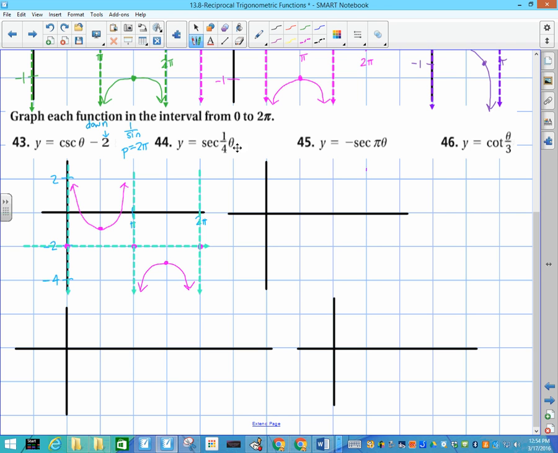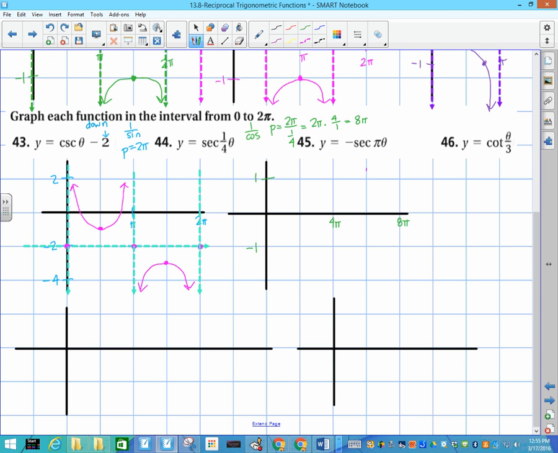44, I have secant of 1/4 theta. That is 1 over the cosine. My period is normally 2 pi over 1/4. So that's 2 pi times 4 over 1. Keep change flip, which means it's 8 pi. So I'm going to go 1, 2, 3, 4 and label it my period of 8 pi. Halfway is 4 pi. And I didn't shift up or down, so I'm going to leave this at 1 and -1. And so my midline stays the same.